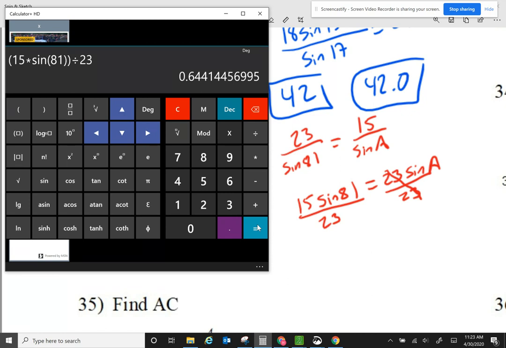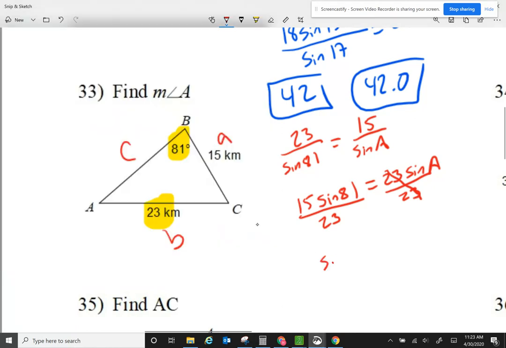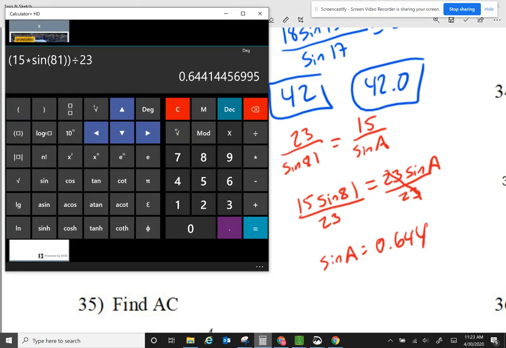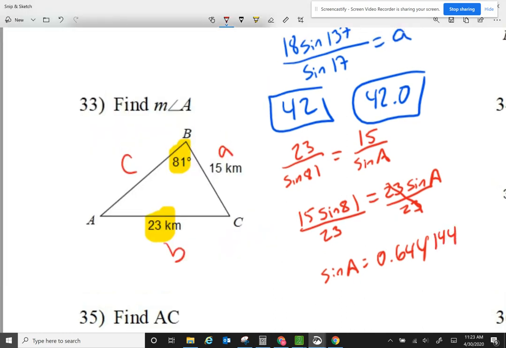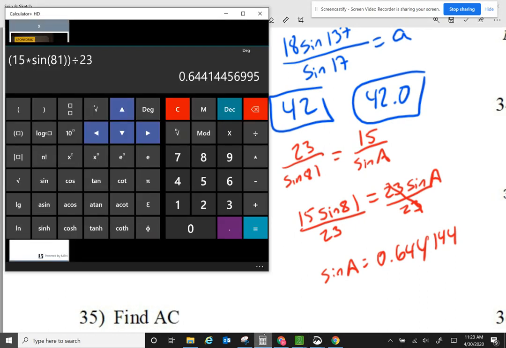Sine of A. So I have that sine of A is 0.644144 and some more numbers. Sine of A. How do I figure what angle A is? I have to do sine inverse of that.